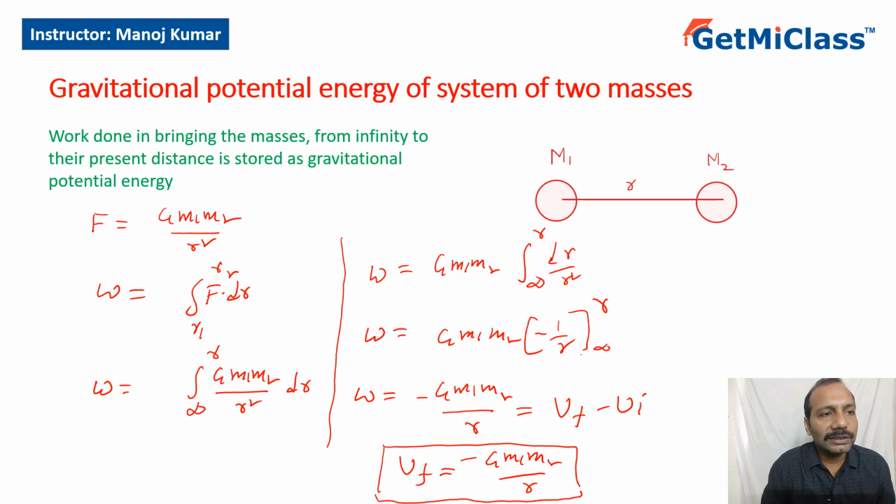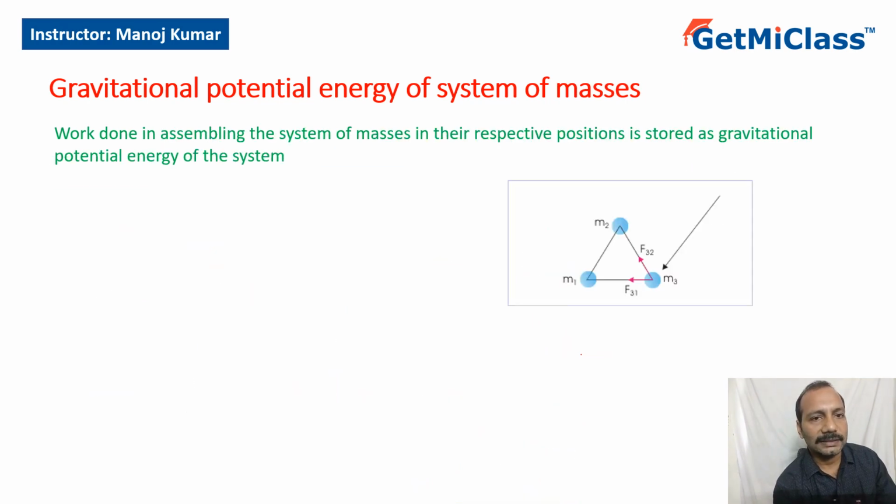And there is one more general rule which will help you find the sign of the potential energy. If attractive forces in a system dominate, then the total potential energy of the system would be negative. And if repulsive forces dominate, then the total potential energy of the system would be positive. So this is about the potential energy of a system of two masses.